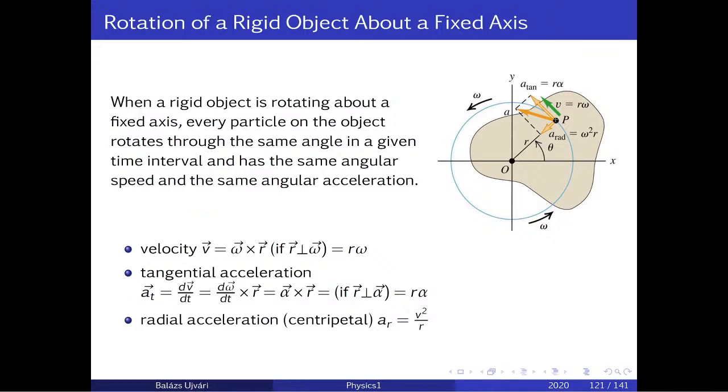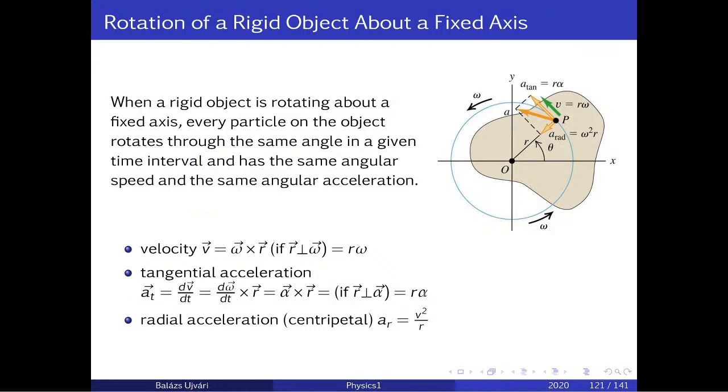And if you also have an angular acceleration, that will cause a faster and faster omega, which causes a so-called tangential acceleration. This tangential acceleration is the derivative of the velocity. This is r times the angular acceleration.